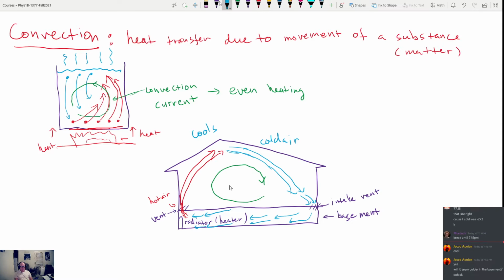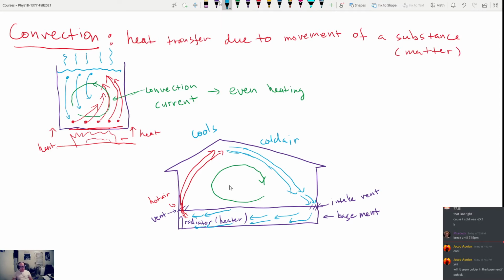Now, is the heating system in your home this simple? I don't know. Probably not. But this is the principle of how you get warm heating all around the room, and why you don't need to sit right next to the vent to stay hot, right? That's kind of the main thing that it does.